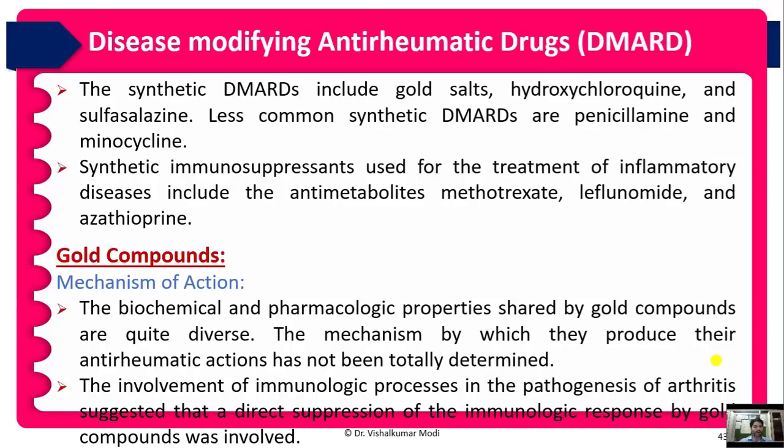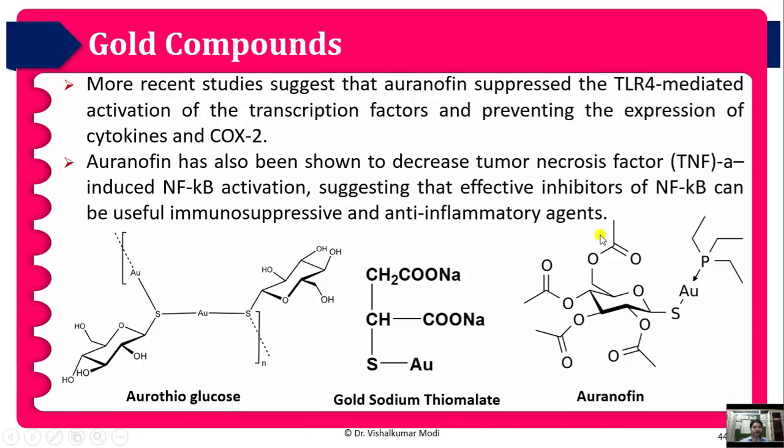Now first, gold compounds. Mechanism of action. The biochemical and pharmacological properties shared by gold compounds are quite diverse. The mechanism by which they produce their anti-rheumatic action has not been totally determined. The involvement of immunologic process in the pathogenesis of arthritis suggested that a direct suppression of the immunological response by gold compounds was involved.